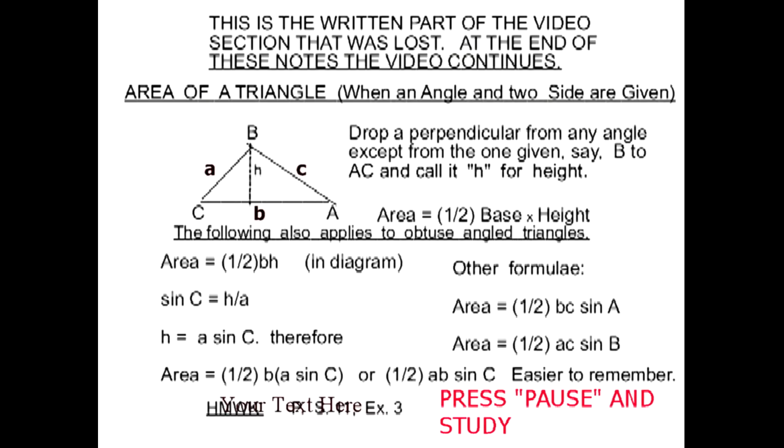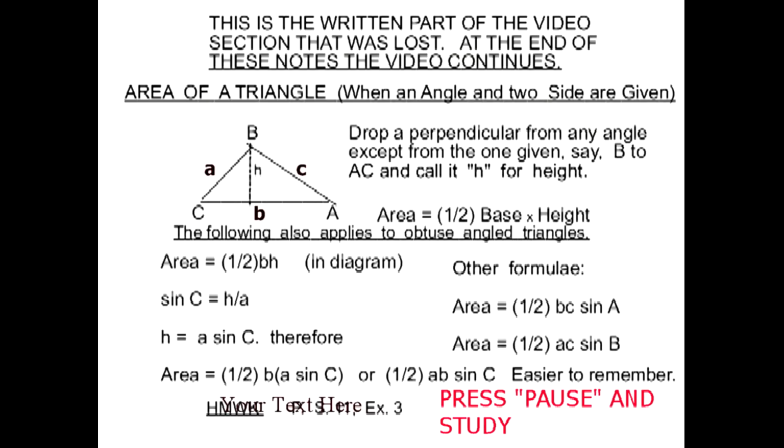Drop a perpendicular from angle B to the base CA and call it H, the height. Focus on the left half of the triangle, and you see that the sine of angle C is equal to H over A. Cross multiply, and you get that H is equal to A sine of angle C.